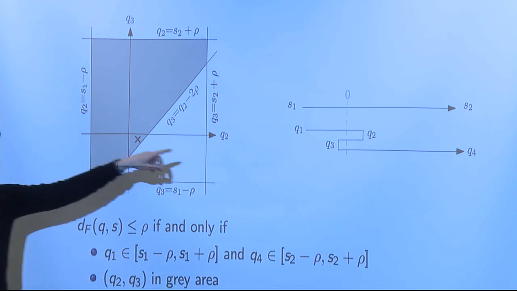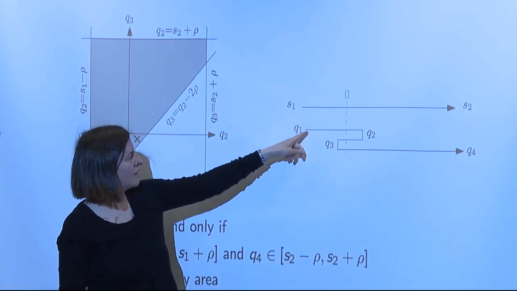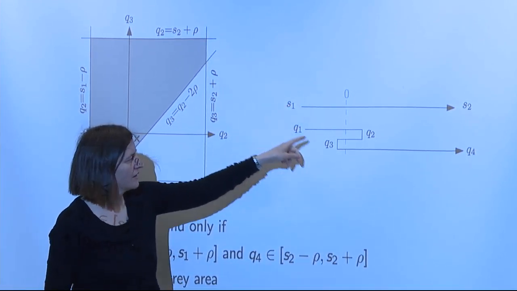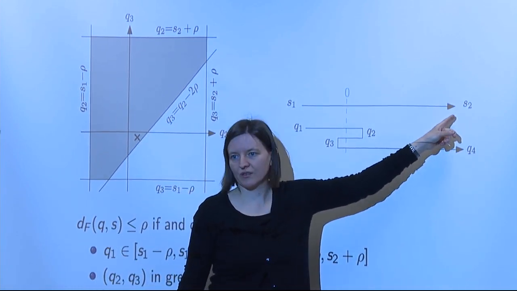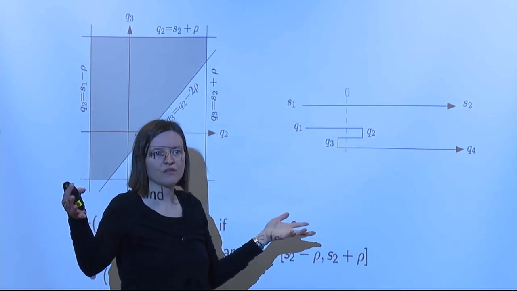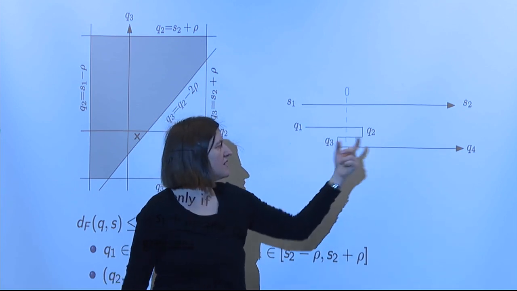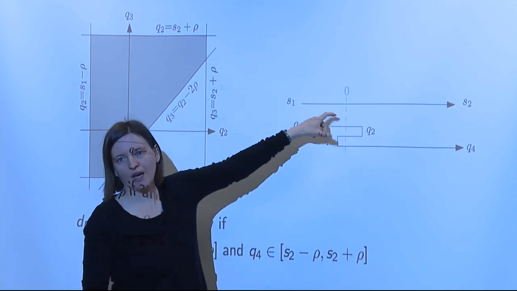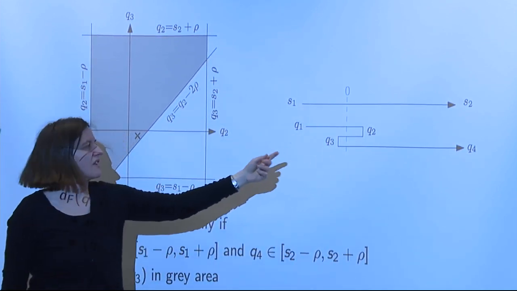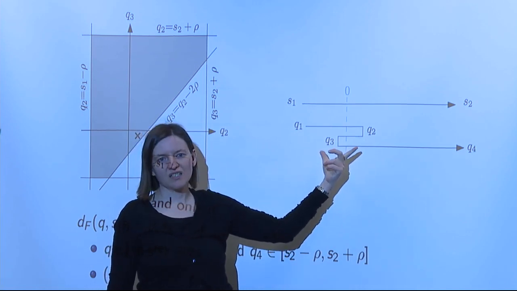And obviously, Q1 has to be within some distance to S1, Q4 has to be within some distance to S2. Those are just intervals for those 2 dimensions. And here in between something happens, there's some dependency, because the zigzag cannot be too large.